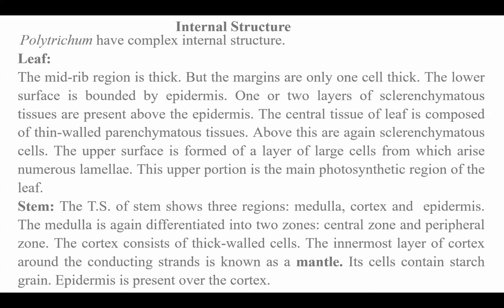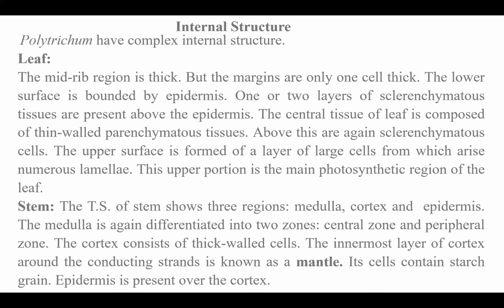The lower surface is bound by epidermis. Here the leaf's lower side epidermis is present. One or two layers of sclerenchymatous tissue are present above the epidermis, means above the lower epidermis you will see sclerenchymatous tissue. The central tissue of the leaf is composed of thin-walled parenchymatous tissue, that is, in the midrib-like region, parenchymatous tissue is present. Above this, again, sclerenchymatous tissue is present, which gives hardness or rigidity to the leaf.